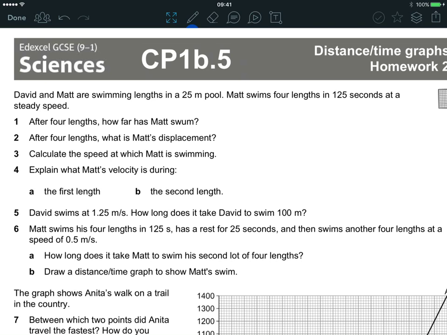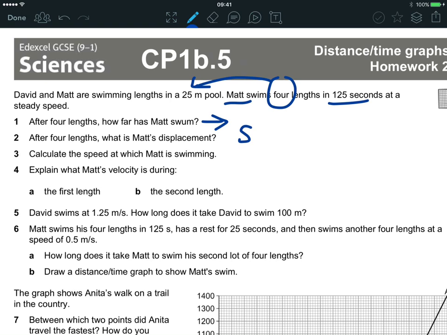Okay, question 1. David and Matt are swimming lengths in a 25-metre pool. Matt swims 4 lengths in 125 seconds. So Matt is swimming 4 lengths, so it's 4 times 25 at steady speed. Okay, after 4 lengths, how far has Matt swum?